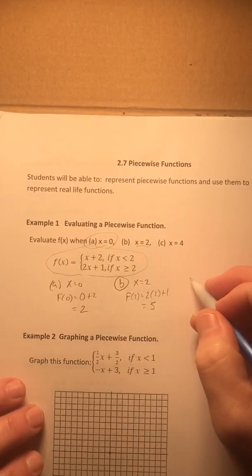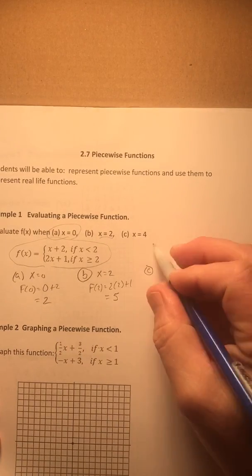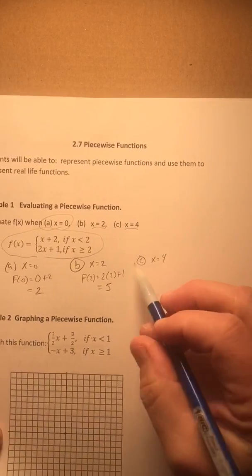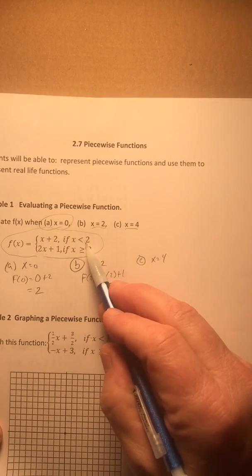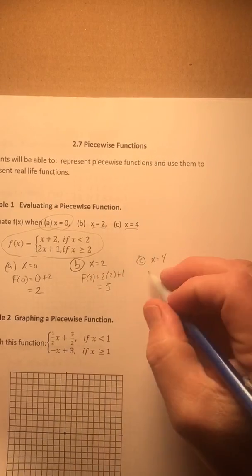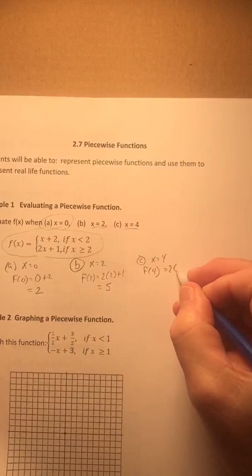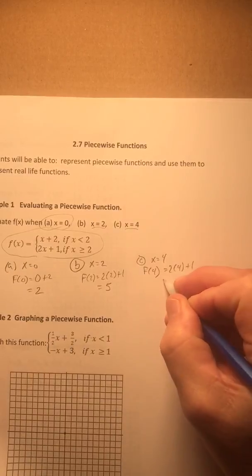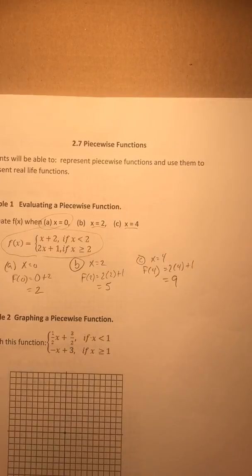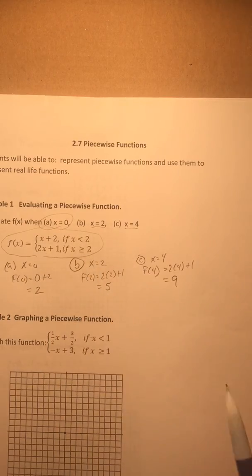And then the last one, c, we have x equals 4. So again, is 4 less than 2? No. Is 4 greater than or equal to 2? Yes. So we're going to use that one. So f of 4 is equal to 2 times 4 plus 1, and we get 9. So that's just evaluating a piecewise function. Remember, when it's a piecewise function, you have to look here first to figure out which one you're going to use.